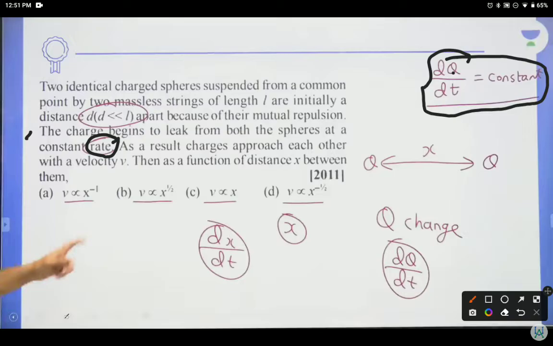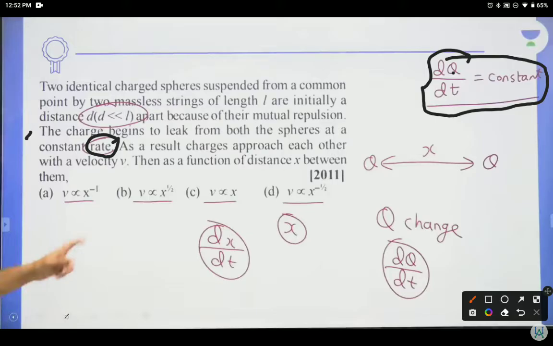Now the charge begins to leak from both the spheres at a constant rate. As a result, whenever charge leaks, the mutual repulsion automatically decreases and the spheres approach each other. So the charges approach each other with velocity v, as a function of the distance x between them.